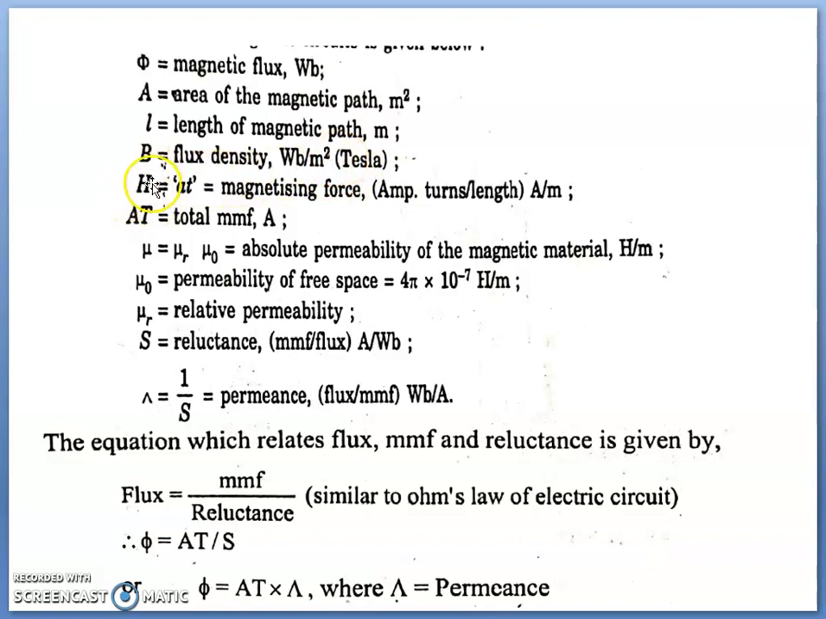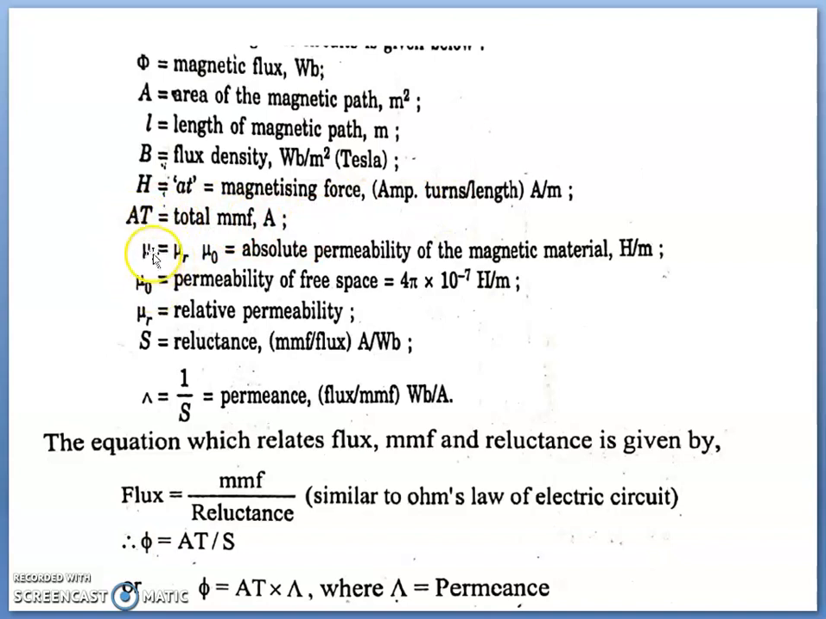And H, this term H, is represented as small case at. It is the magnetizing force, ampere turns per unit length, amperes per meter. Small case at represents ampere turns per unit length, and this uppercase AT represents total MMF in ampere turns. Ampere turns is the unit for both the ampere turns per unit length and the total MMF.